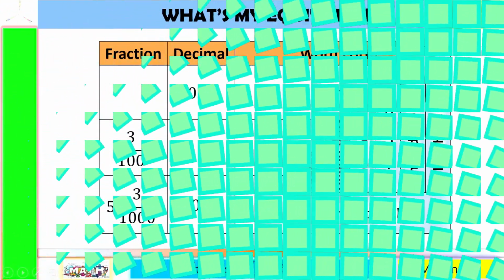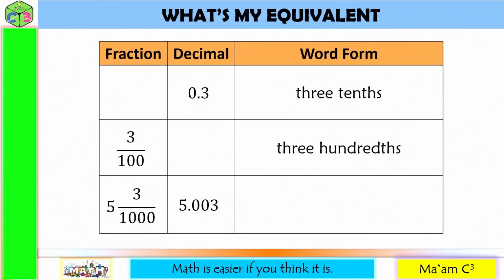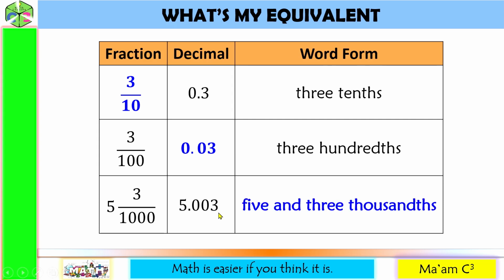Let's have a quick activity. What's my equivalent? Let us supply the missing equivalent in each row. This is 3 tenths. In fraction, this is 3 over 10. This one is 3 hundredths. In decimal form, this is 0.03. This one is 5 and what is the place value of 3 here? We have the tenths, hundredths, thousandths. So this is 5 and 3 thousandths.